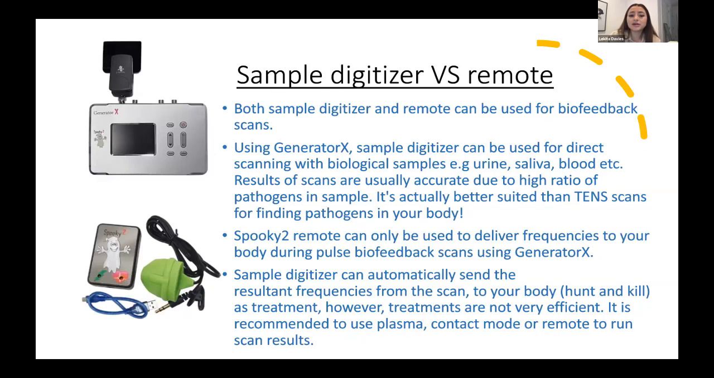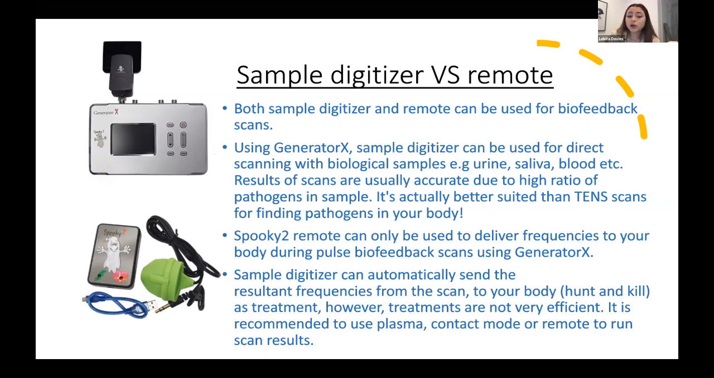Okay, so lastly, just talking about sample digitizer versus remote. They do look similar, but sample digitizer has this bit on the end here that makes it look different. So both sample digitizer and remote can be used for biofeedback scans. Using Generator X, sample digitizer can be used for direct scanning. No speaker pulse required, direct scanning with biological samples. So you can put urine in, you can put saliva in, you can put blood in. And the results of the scan are usually quite accurate because of the high rate of pathogens that are in the sample. And some say it's actually better suited than 10 scans for finding pathogens in your body.